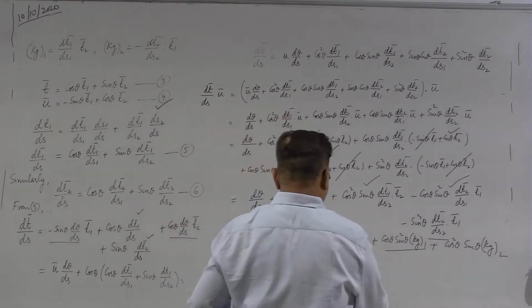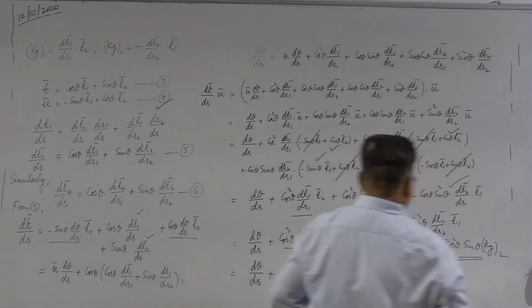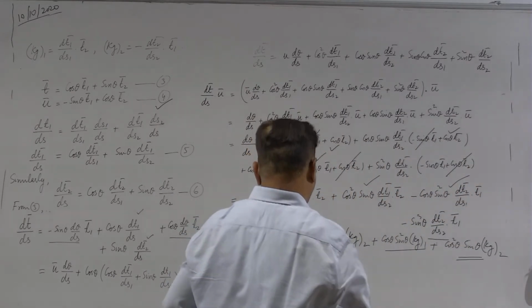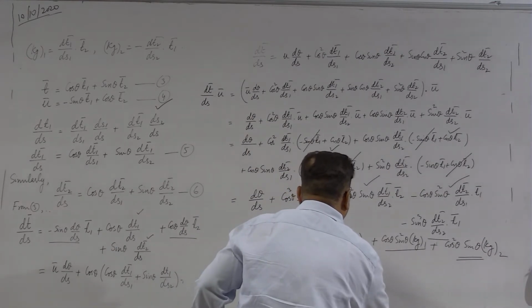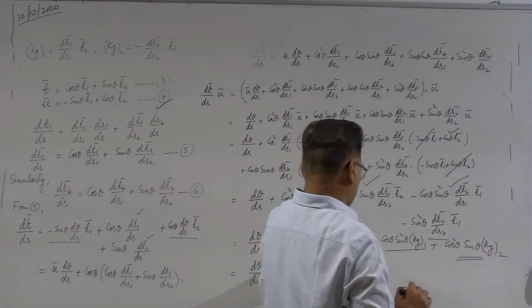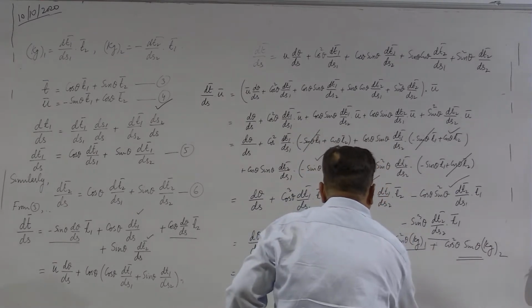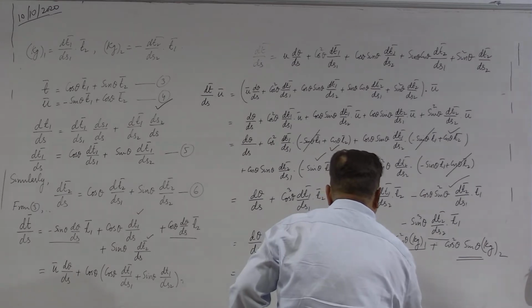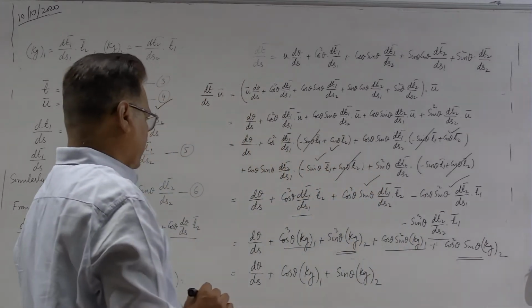Now, look at this term and this term together. So, sin theta is common between them. This will become sin square theta plus cos square theta, Kg2 is common. So, it is simply Kg2. So, this proves the result.